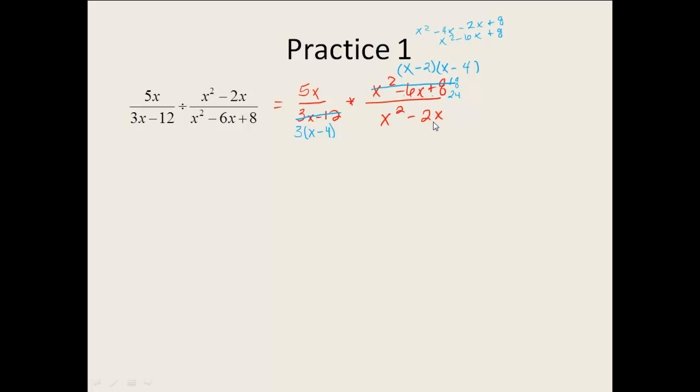Need to factor out the bottom. When I look at that one, only thing I can do is pull out an x, and so it would factor into x times x minus 2.